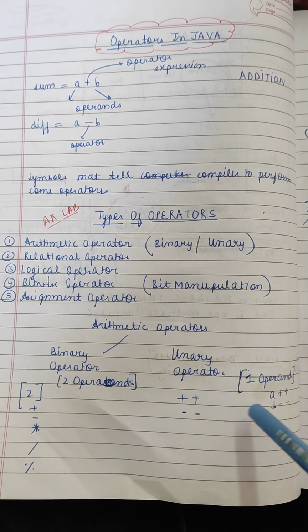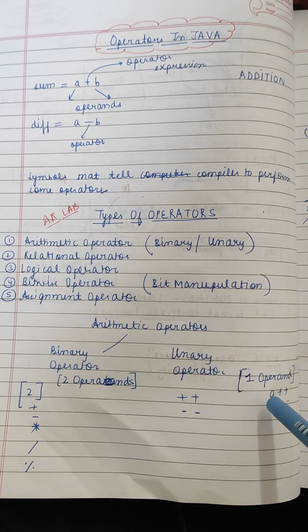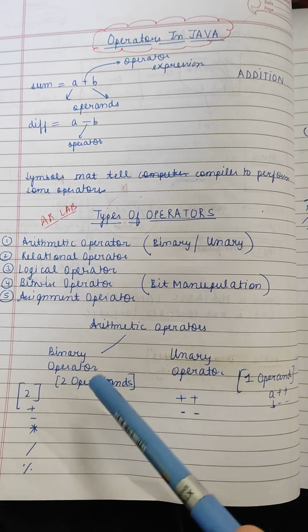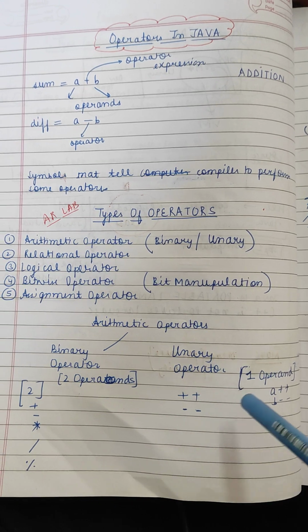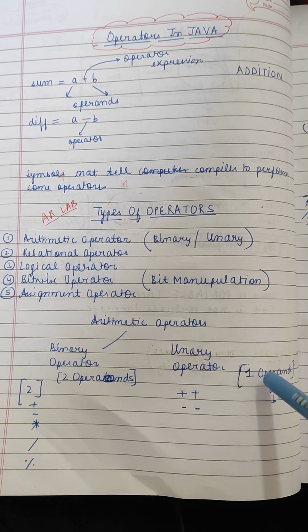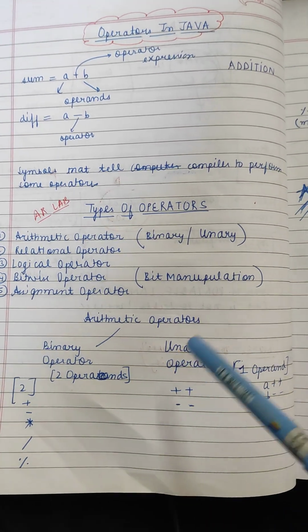So here in a plus plus, the increment is going to take place in a only. Here in a plus b, the operation takes place between a and b and it gives you an answer. Here the increment is in a plus plus. We will be further discussing the arithmetic operators in detail.